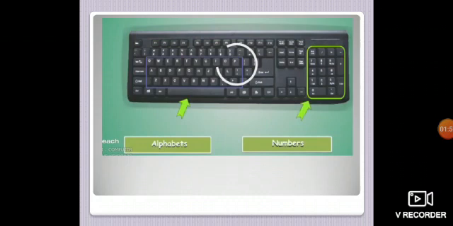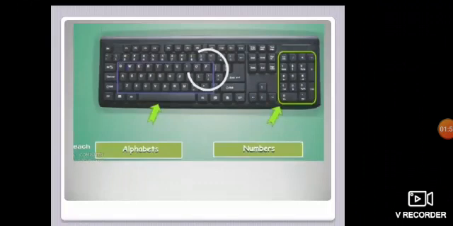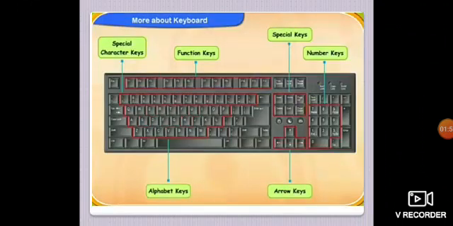So in the journey of the keyboard, we will learn more about it. Here in the given picture, you can see that the keyboard itself is divided into 6 parts. So what are those parts? They are alphabet keys, arrow keys, number keys, special keys, function keys, and special character keys. Let us start from the alphabet keys. Alphabet keys are those keys from which we can type letters.